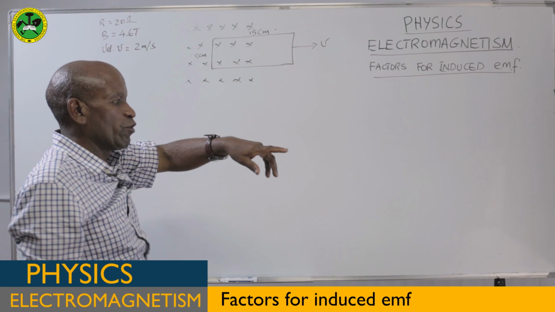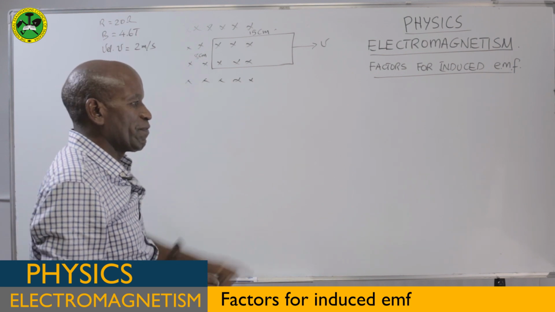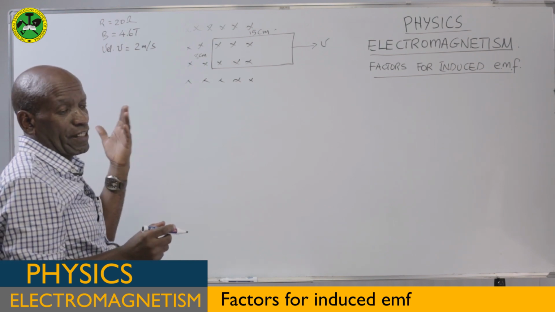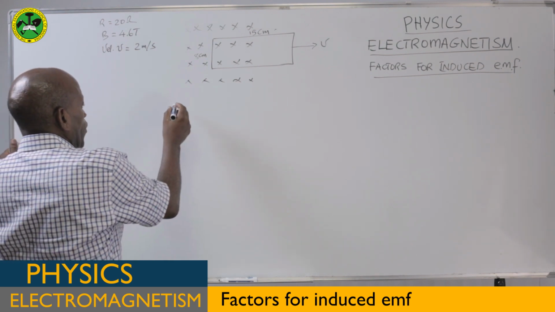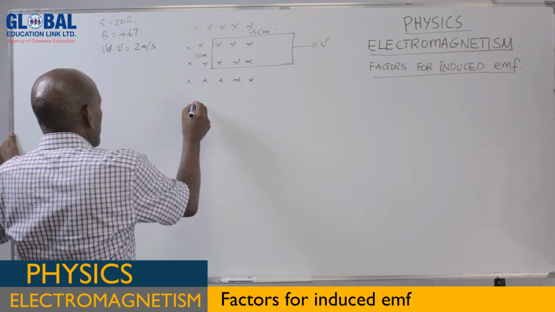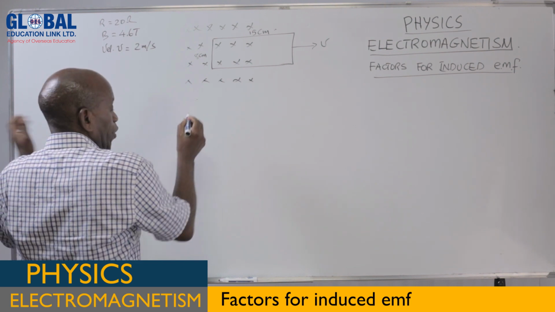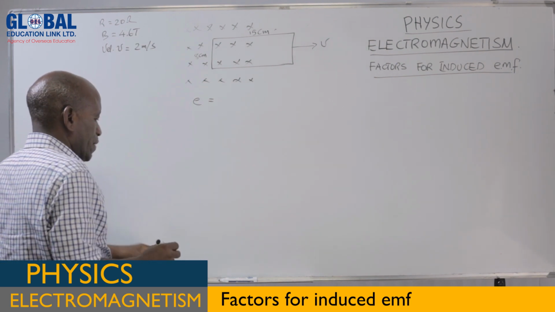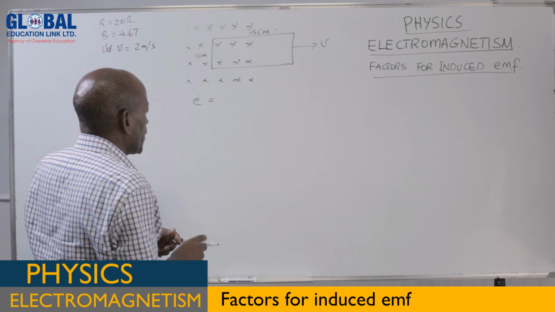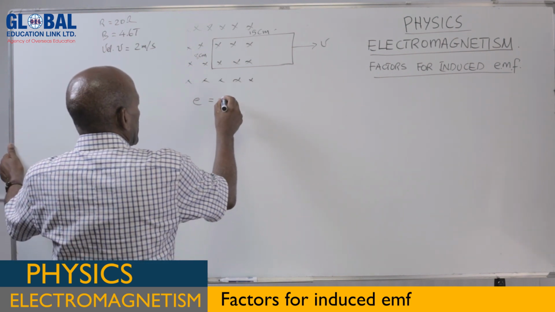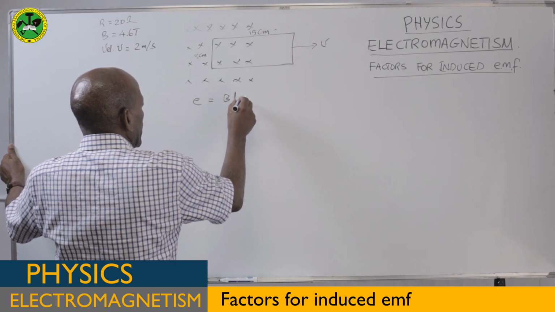So first of all, we need to show that the power needed to move this loop is given by that expression. From what we already derived previously, the EMF E is equal to B times L times V.